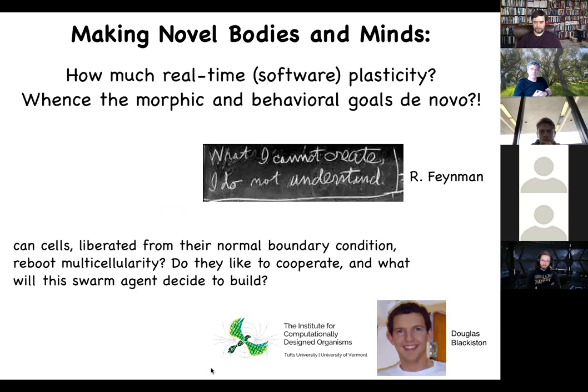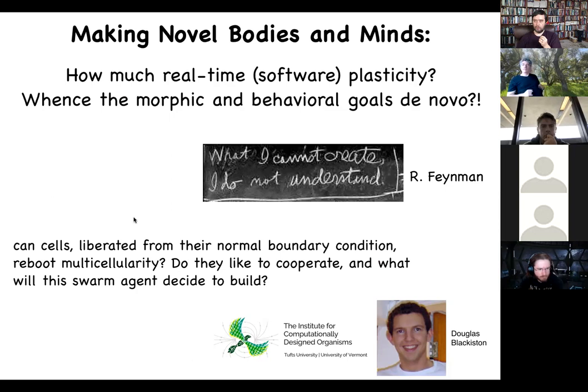So what we did was, and this was in partnership with Josh Bongard's lab at the University of Vermont, and Doug Blackiston, who's a staff scientist in my group, led the biology. Sam Kriegman did all the computer science. We asked the simple question: can we make a completely novel organism from standard genetically normal cells, and ask what the goals of this organism are going to be, both anatomically and behaviorally?